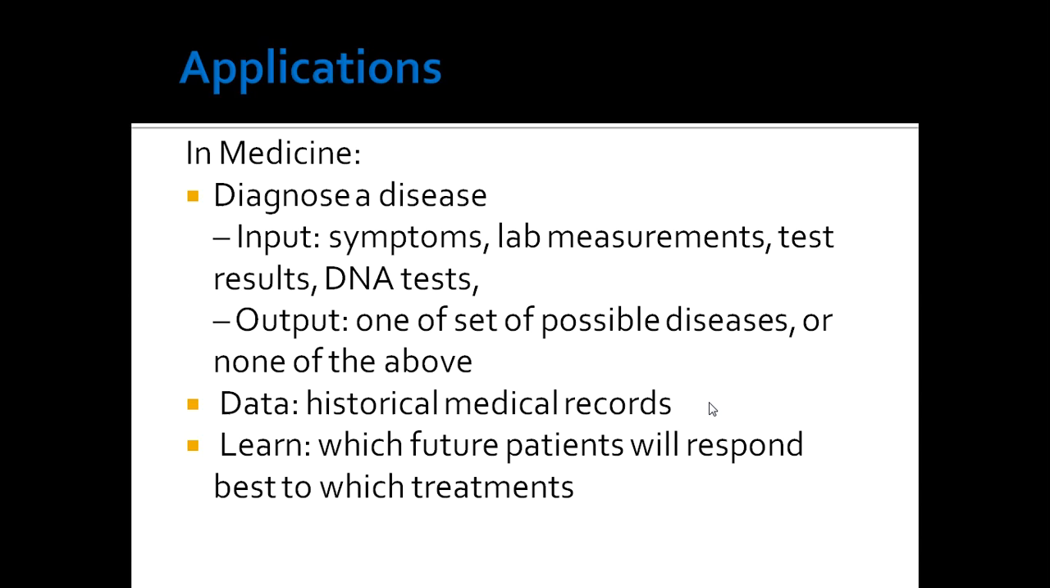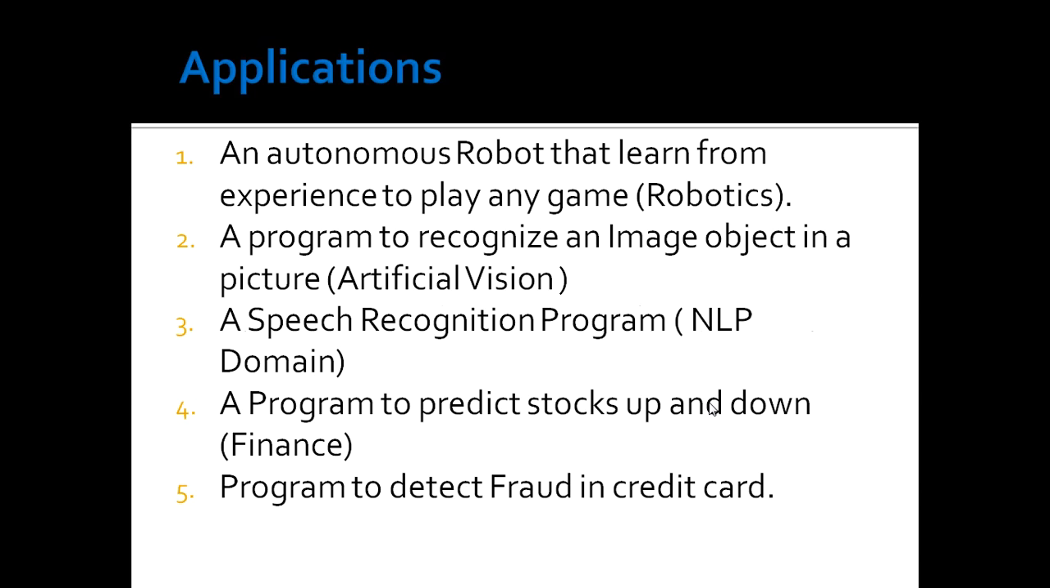The next one is that we can have an autonomous robot that learns from experiences to play a game. It's basically the area of robotics. We can have a program to recognize an object in a picture, in artificial vision. We can have a program to recognize speech, that is natural language processing. We can have a program to predict stocks going up and down in the finance area. And then we can have a program to detect fraud in credit cards. These are the basic applications. Beyond that, there are many other applications that I haven't discussed.